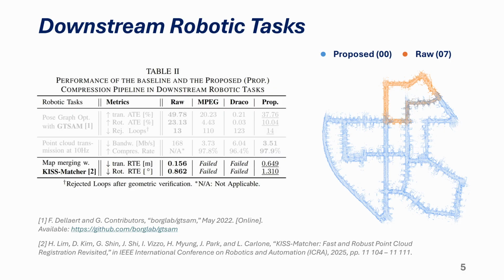In summary, our compressed representations not only reduce bandwidth significantly, but also retain critical scene information, facilitating efficient multi-agent robotic collaboration.